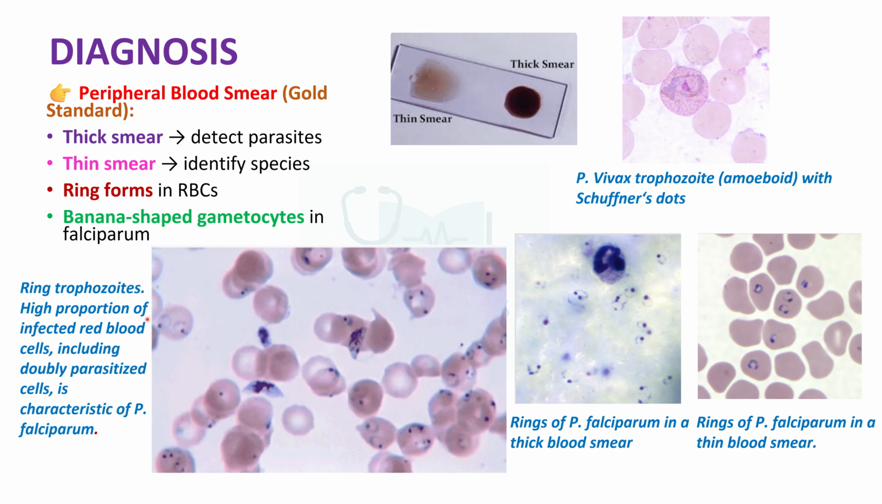So, high proportion of infected RBCs, including doubly parasitized cells, is characteristic of Plasmodium falciparum. In this picture, you can see Plasmodium vivax trophozoite. You can see this amoeboid shaped structure. So, this is vivax trophozoite with Schüffner's dots. So blood smear shows both detection and identification of the parasite.